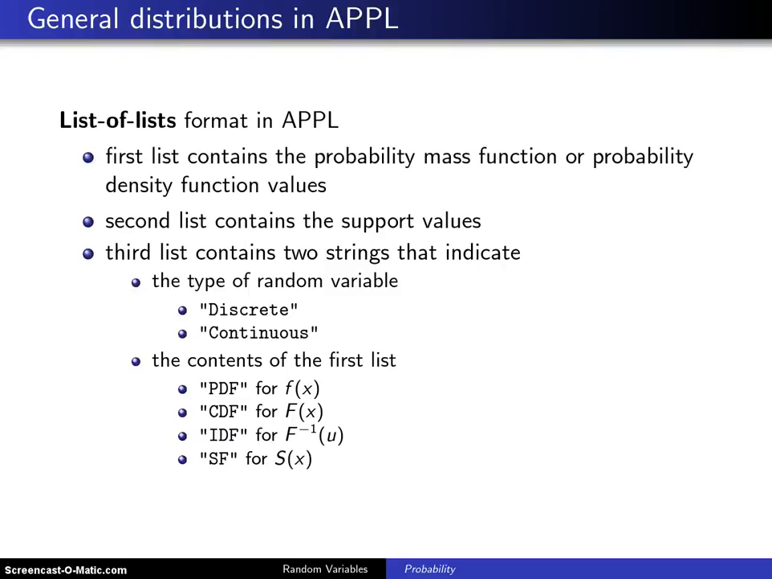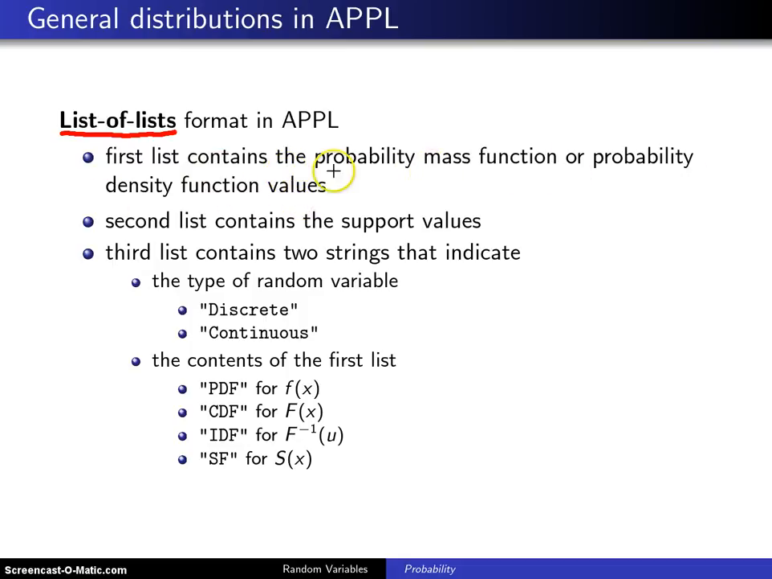Internal to APPL, random variables need to be stored. The designers of APPL needed to decide on a data structure to hold a random variable. The decision was made that a list of lists in Maple would be the way to hold a random variable in APPL. So the first of the three lists contains the probability mass function or probability density function values.